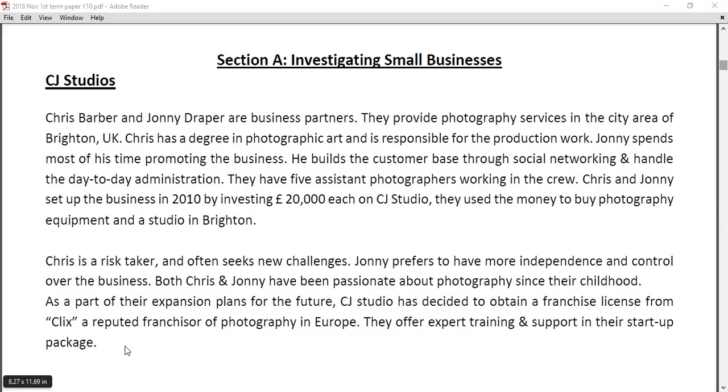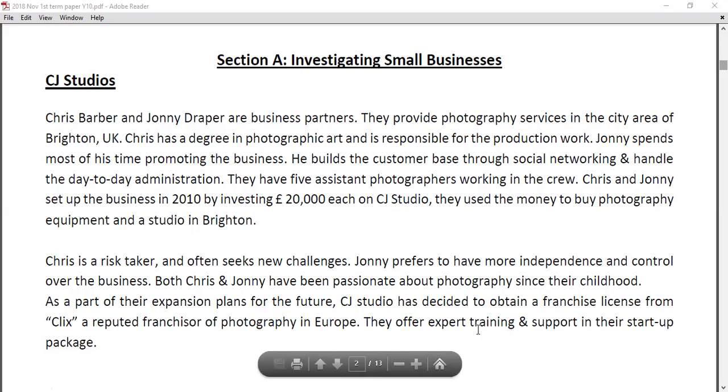So in this case, if you get the franchise license from Clix Photographics, they will provide some benefits like training and support in their packages. So that's the main case study. When you're reading the case study, you can use this thing to highlight, and then you can have a very good understanding of what to use in different aspects.